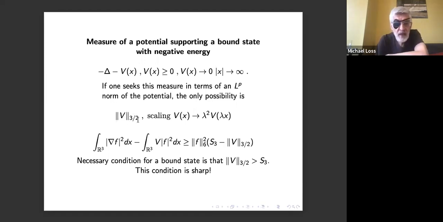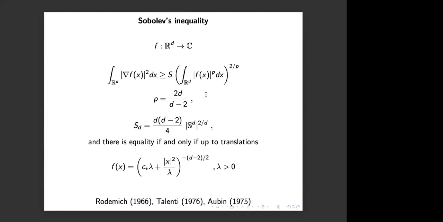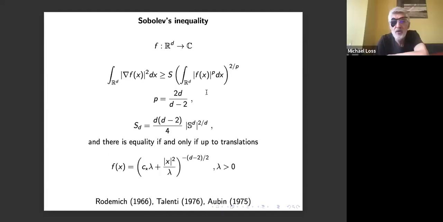Okay, so how do you argue? Well, you take the energy, which is given by this difference here. And then the first term you estimate by the Sobolev inequality, that's the previous inequality here. P, by the way, in 3 dimensions is 6, 6 divided by 1. So here it is.